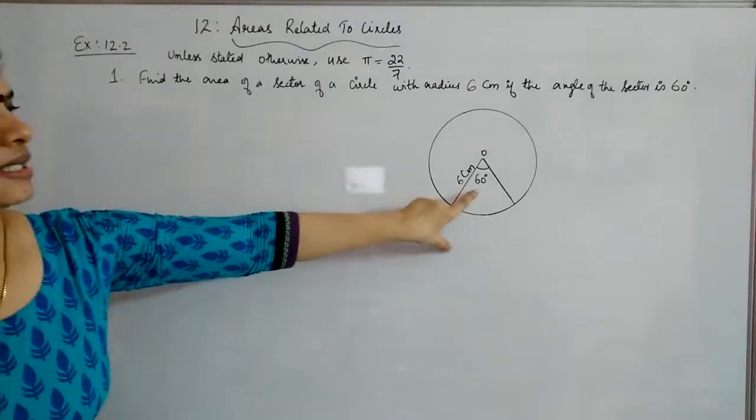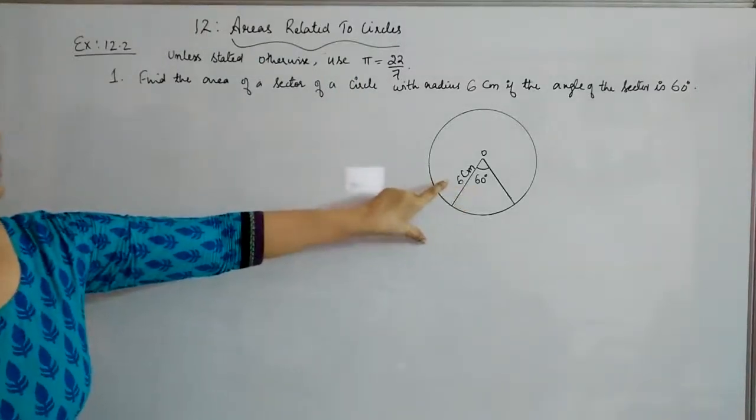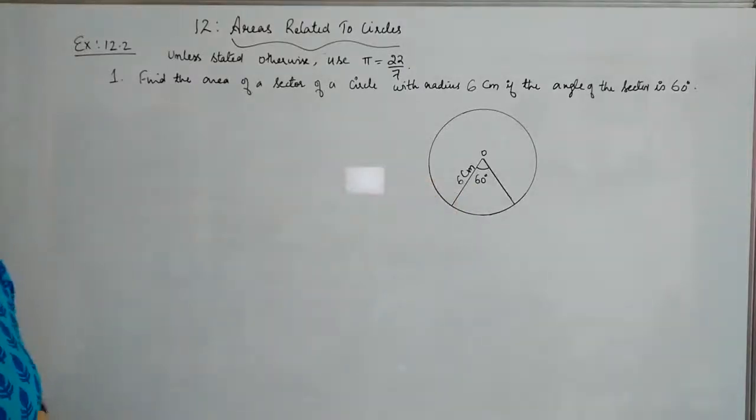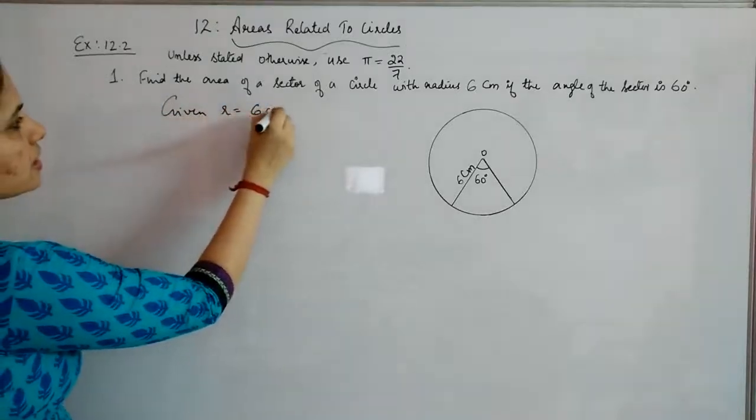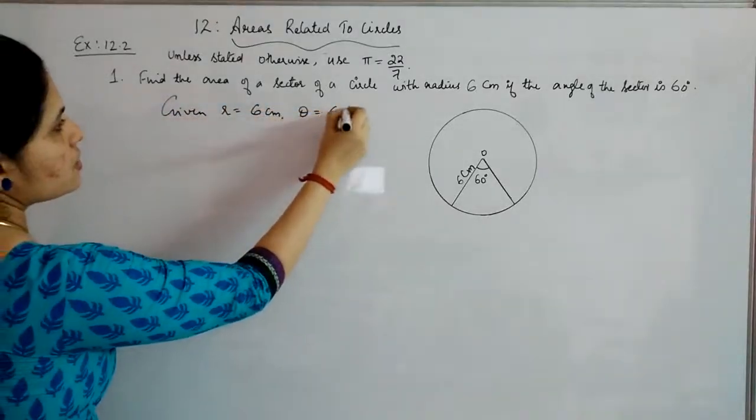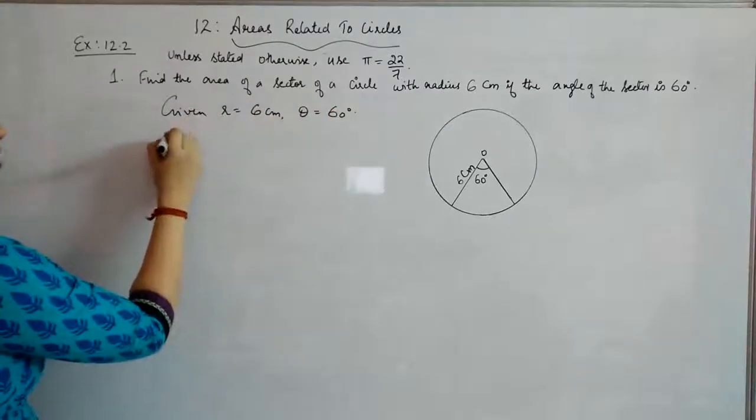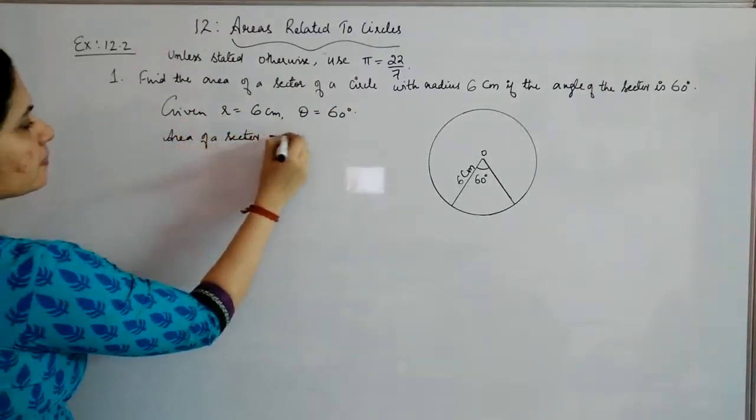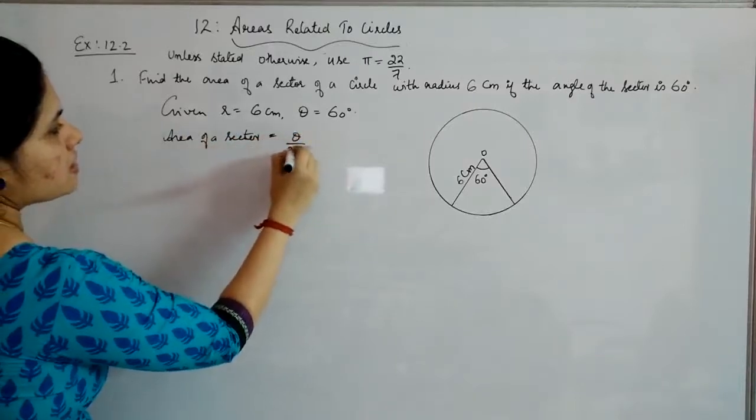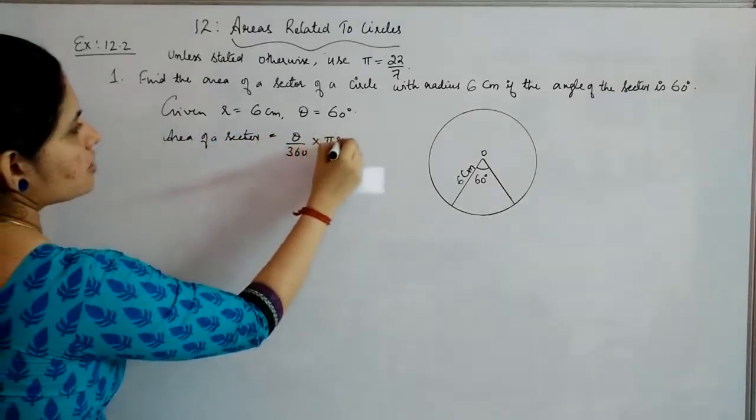You can see theta is 60 degrees and radius r is 6 centimeters, and you have to find out the area of the sector. So given are r is equal to 6 centimeter and theta is equal to 60 degrees. You have to find out the area of the sector. Formula for area of sector is theta by 360 into pi r square.